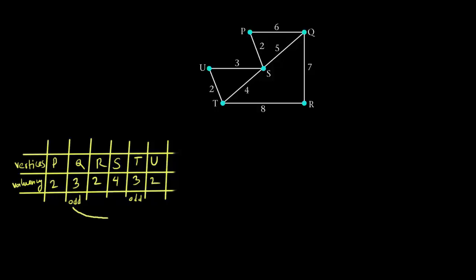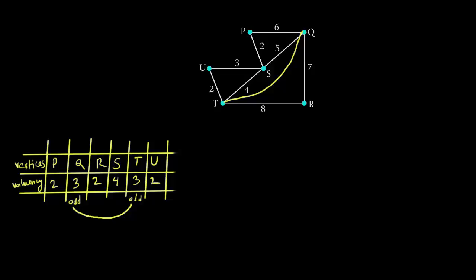If we connect Q and T, like this, then Q now has 4 arcs and T also has 4 arcs, so now they're even. So if we connect Q and T, the entire graph becomes Eulerian. So this is the connection. Now we have to see how many ways we can go from Q to T. We have to take the smallest value, the shortest traversable route from Q to T.